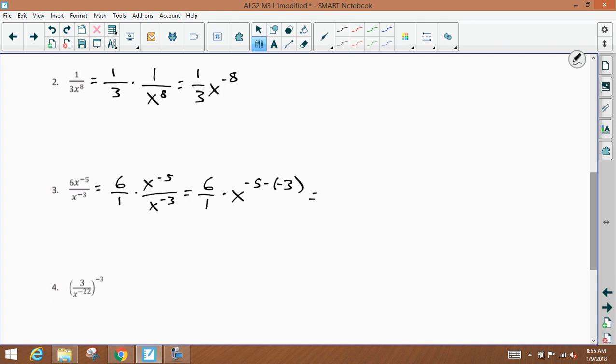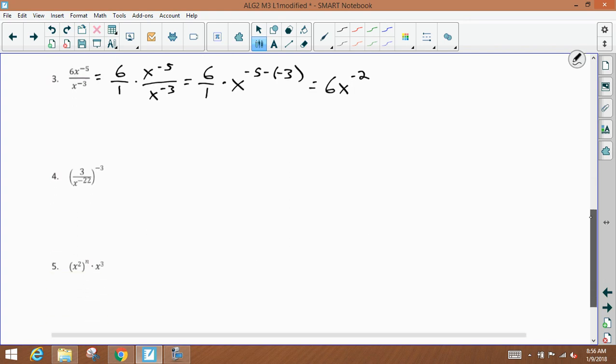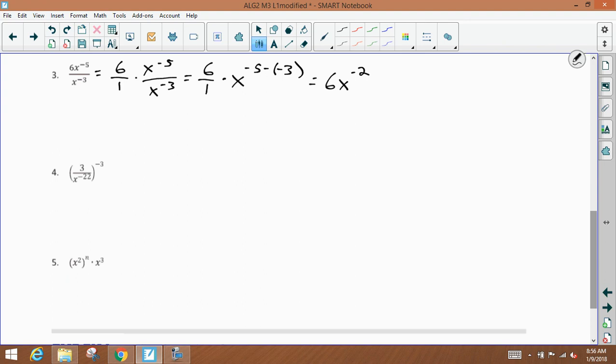So that becomes 6x to the negative 2 power. And we're going to leave it like that because the instructions said so. My instinct is to write that as 6 times 1 over x squared or 6 over x squared. But they're asking you to leave negative exponents. Okay. So that's what we're going to do. We're not going to be like DJ Khaled. If they want us to do something, then we're actually going to do it.